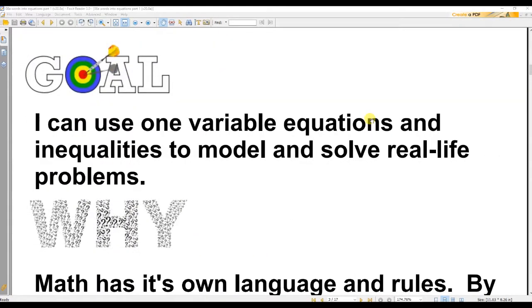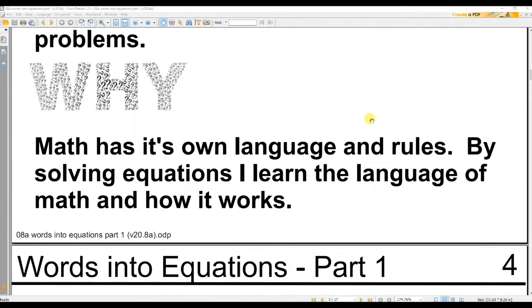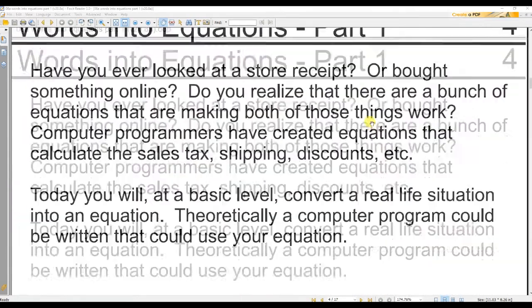I can use one variable equations and inequalities to model and solve real life problems. Math has its own language and rules. By solving equations, I learn the language of math and how it works.